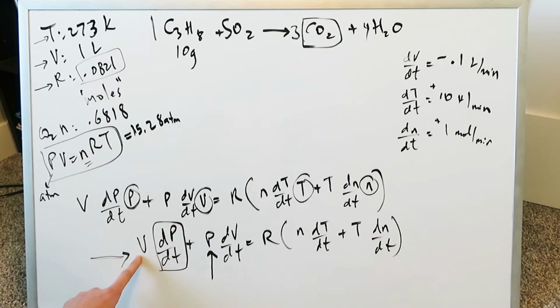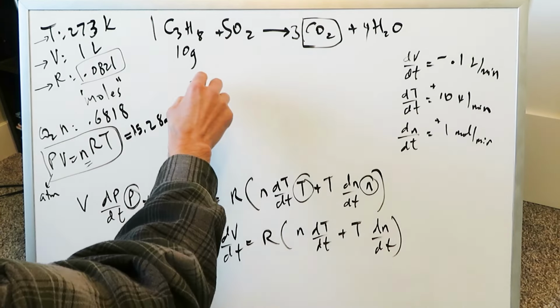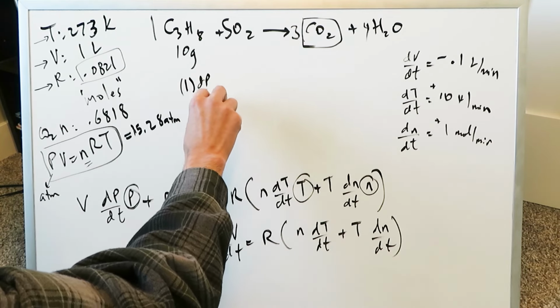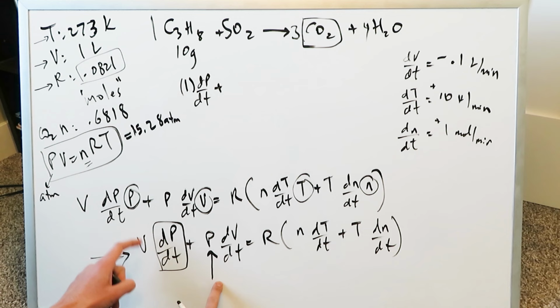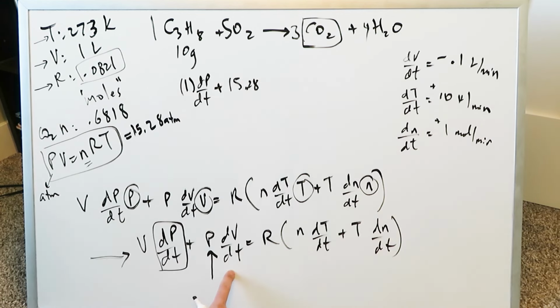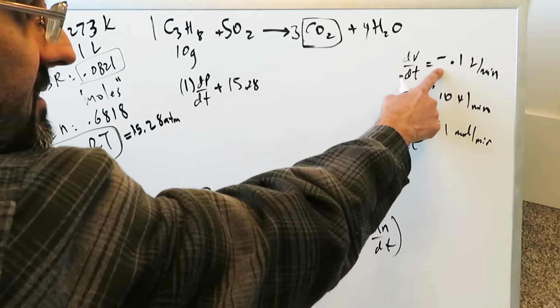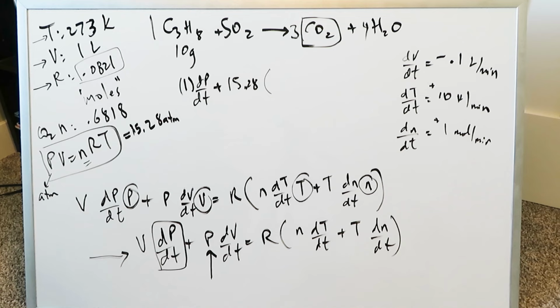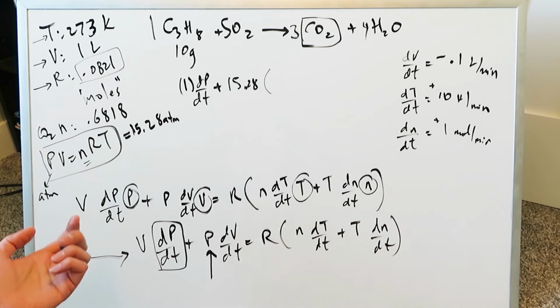Let's look at this. We have a volume. Volume is 1. We're looking for dP over dt. We're calculating for that. Plus, we know what our pressure is now. It's 15.28 times change in volume over change in time. It's minus. Why is it minus? Because the flask size will decrease with time. As the volume decreases, pressure builds up, the pressure will increase.